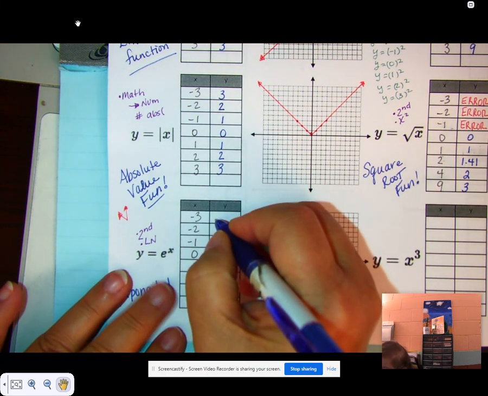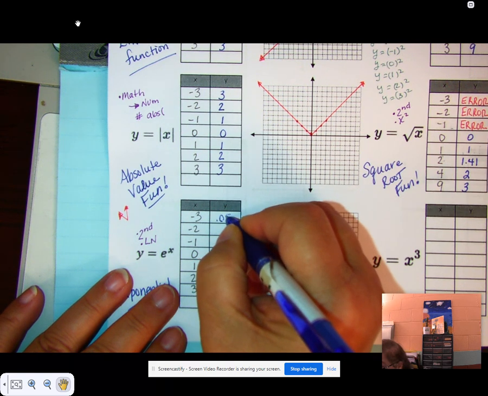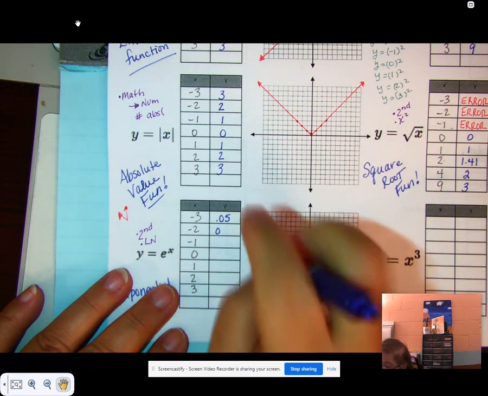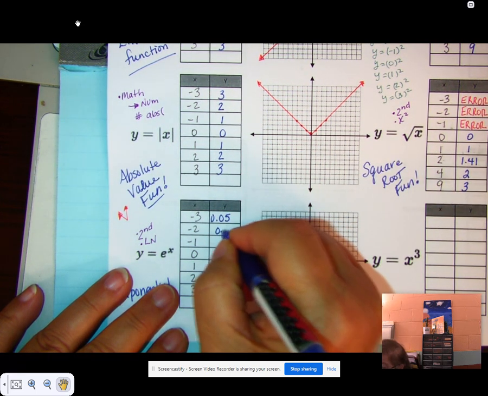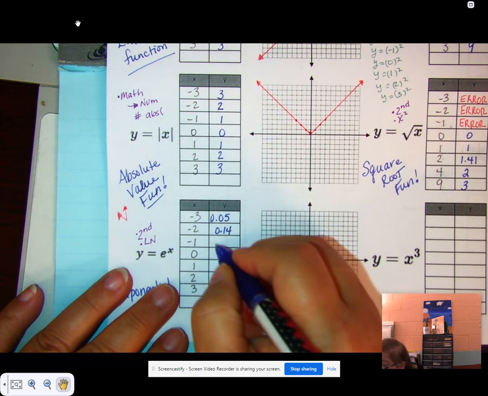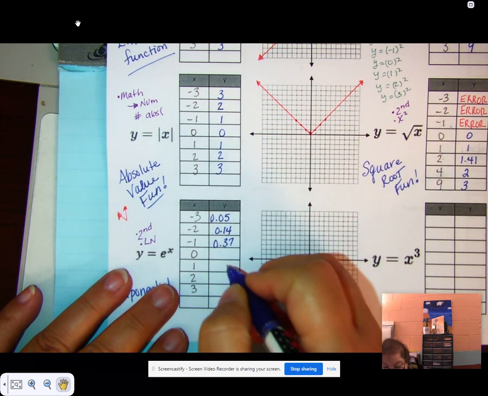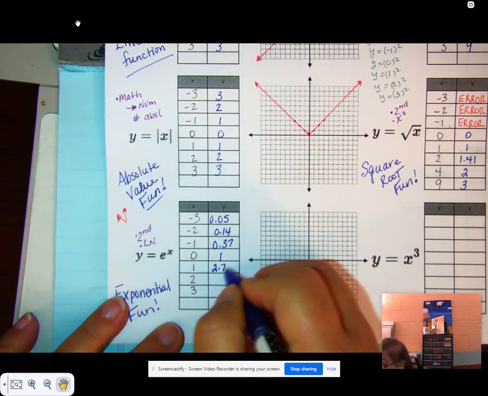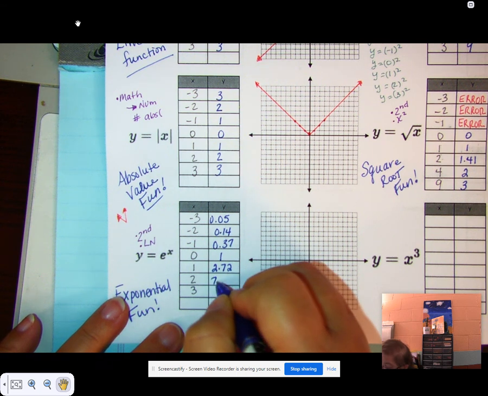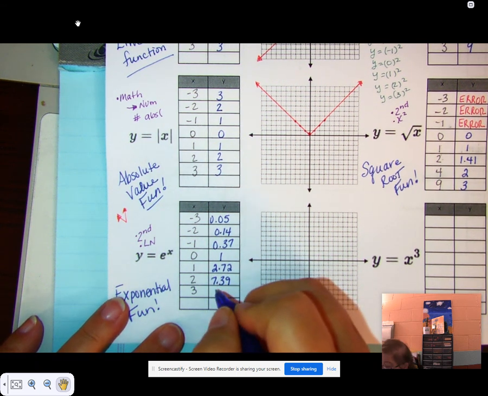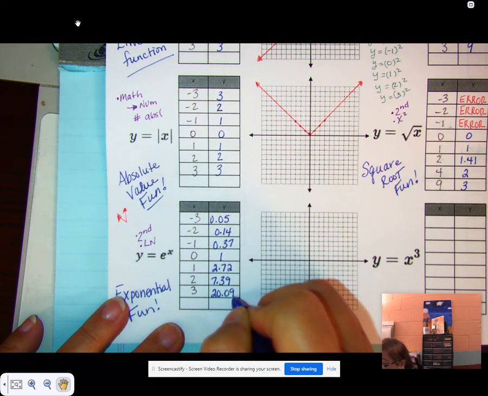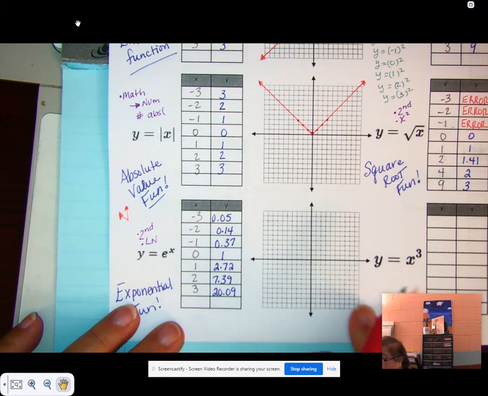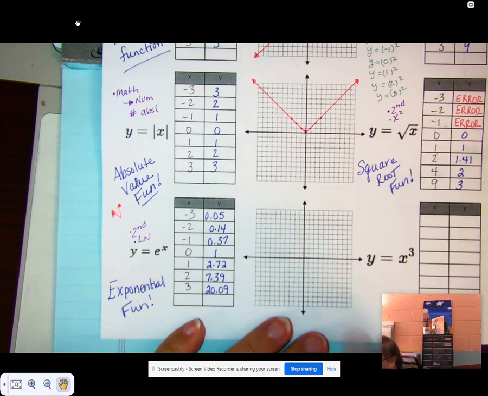So we have 0.05, and then we had, so I used to put the 0 in front. I'm just going to do it 0.14, and then I've got 0.37, and then 0 is actually 1. And then 2.72, 7.39, 20.09. Wow, look how fast that grew. Exponentials grow really quickly. Okay, they grow very quickly.